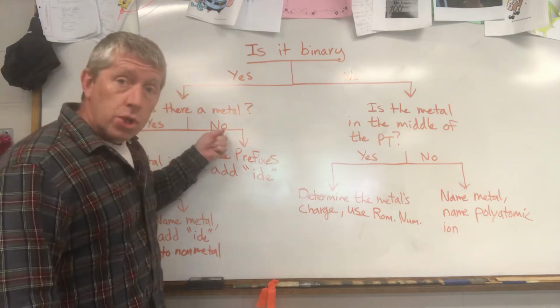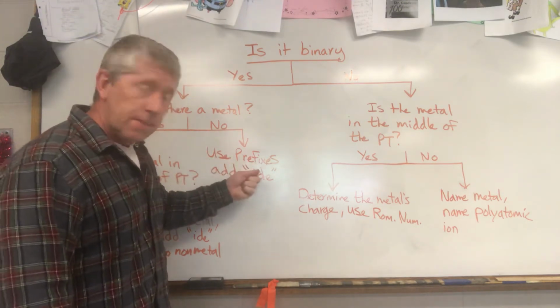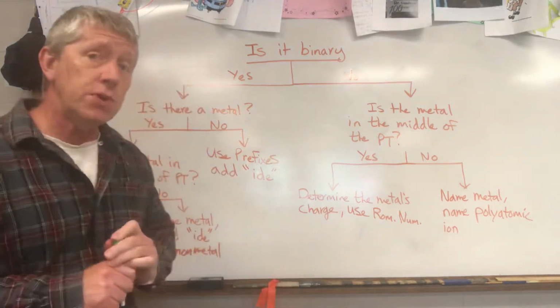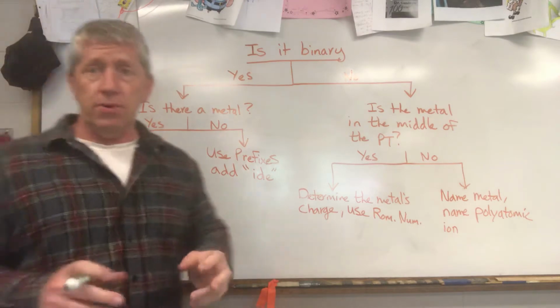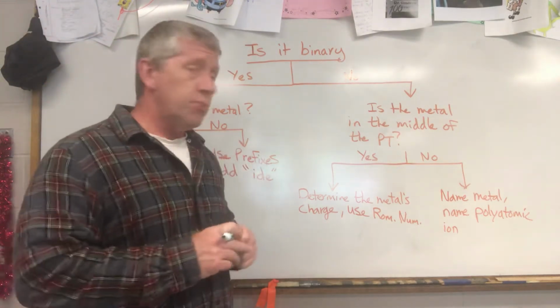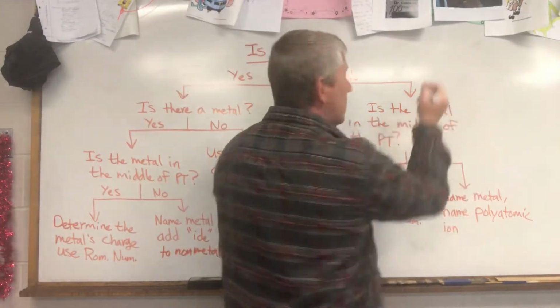So no, there's not a metal here. So you use prefixes and then add IDE. Use prefixes? What do you mean? If you have 2 nonmetals making a compound, you're going to use what's called the prefix naming method. Now, there are some prefixes we need to know. I'm going to fit them in here. I can see some room over here.